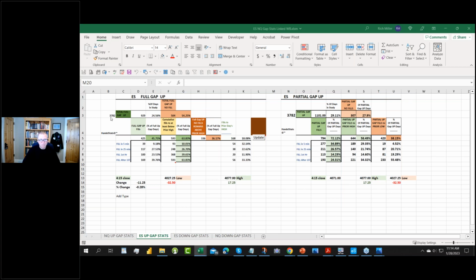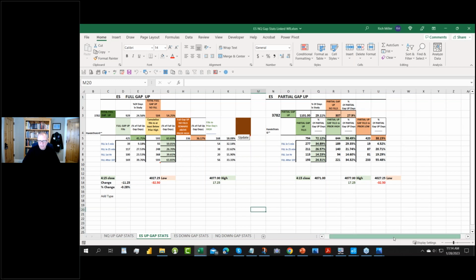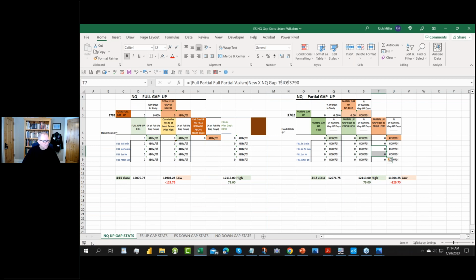Here are the basic steps on gaps. The current model that I have in here has 3,782 days, and of those 3,782 days, 24% of them were full up gaps, and of the full up gaps, only 45% of them filled. And then here are the partial gap stats, and then I can go to the NASDAQ, and I've got to fill that one out too. Let's go to that page and change that. Here are the basic NASDAQ gap stats. Out of those 3,782 days in the NASDAQ, 855 of them were full gap ups, a little less than the S&P, but they filled a little more often because the NASDAQ is a little more volatile.